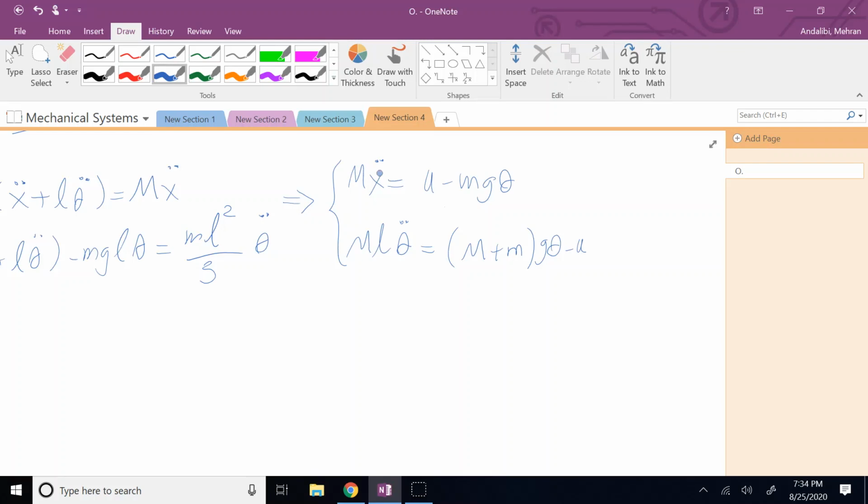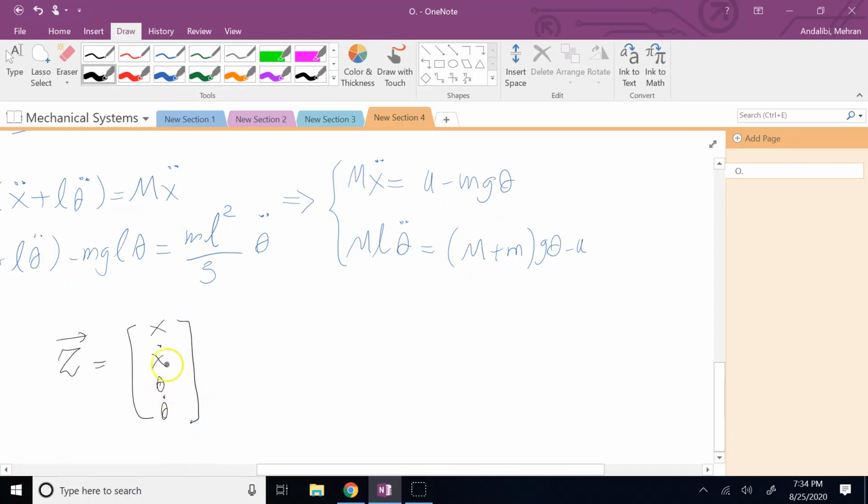As you can see, I have two equations and both of them are second order. Therefore, I need four state variables to write my state space equations. So I define a state vector z to be equal to x and x dot, because I have x double dot, and then also theta and theta dot.